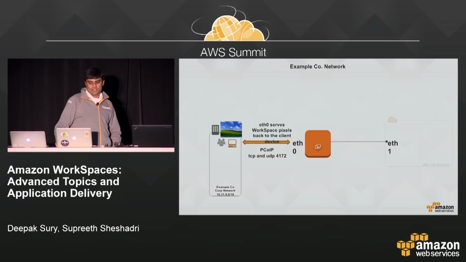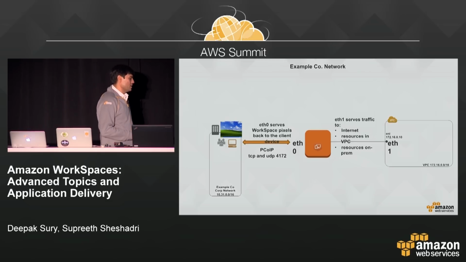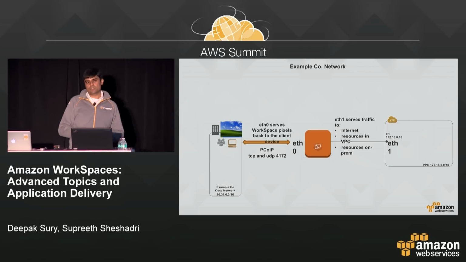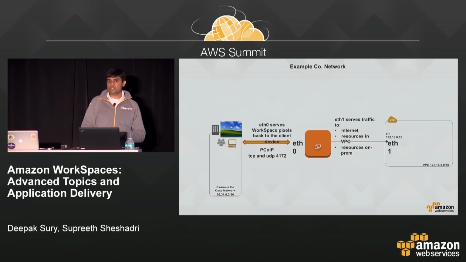So what happens on ETH1? ETH1 is the other interface that participates in the customer's VPC. So this would be part of Example Co's VPC. It'll show up as any other ENI for an EC2 instance in your VPC. ETH1 is used for functions like joining the Active Directory and accessing the internet from within the Workspace. Let's say there's access to Amazon.com from within the Workspace. That access is going to go out on ETH1. Also, access to any file shares within the VPC or the on-prem network is going to be over ETH1.